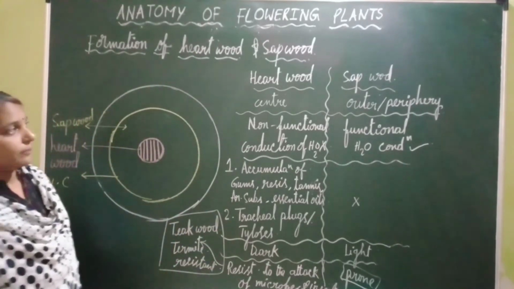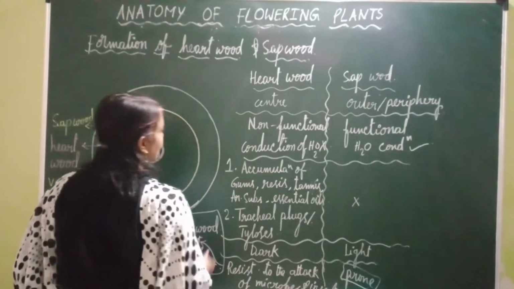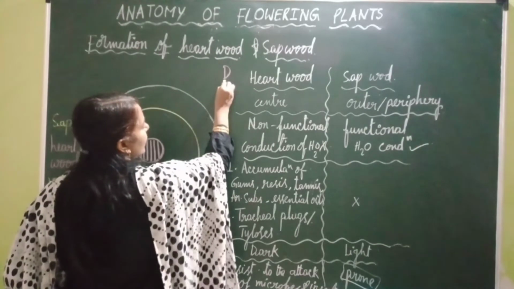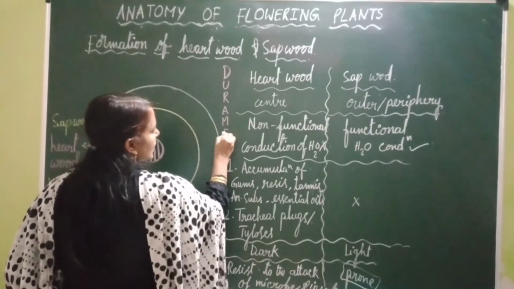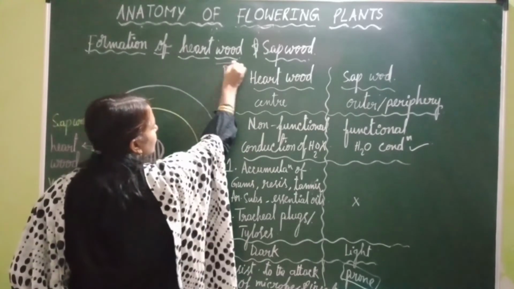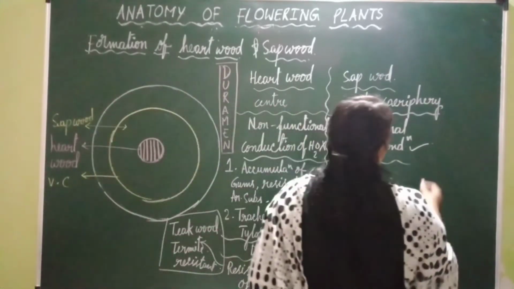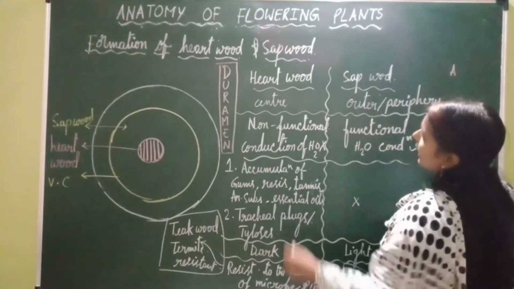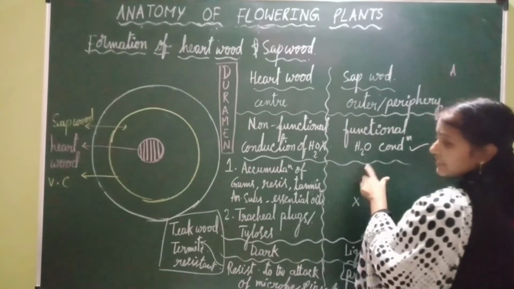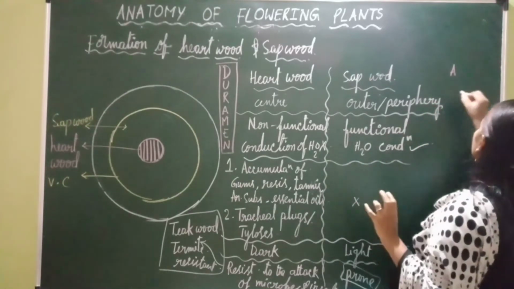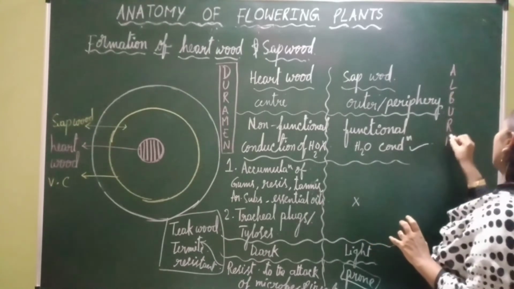The other name of this heartwood is duramen. It is durable. Duramen. The other name of sapwood is alburnum. And this heartwood weighs hard. It is very hard, whereas sapwood weighs light in weight. So, sapwood is also called as alburnum.